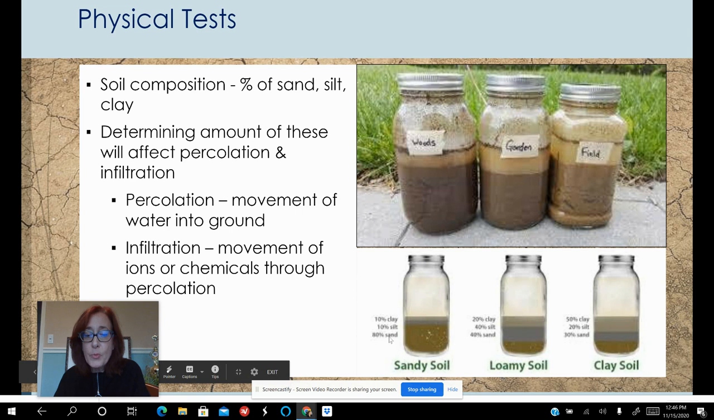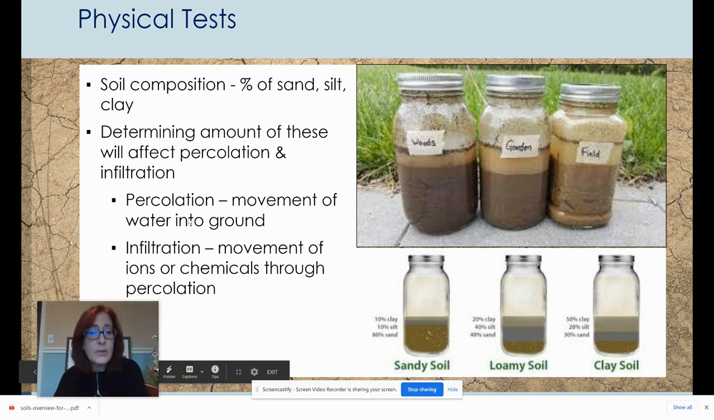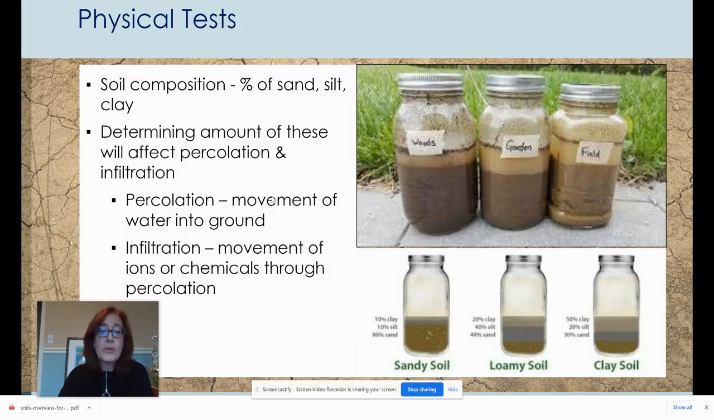And you can see here with more sand, you have sandy soil, with kind of even, you have loamy, and with more clay, you have, of course, a clay. Percolation is the movement of the water into the ground, and infiltration is the movement of ions or chemicals through that percolation.